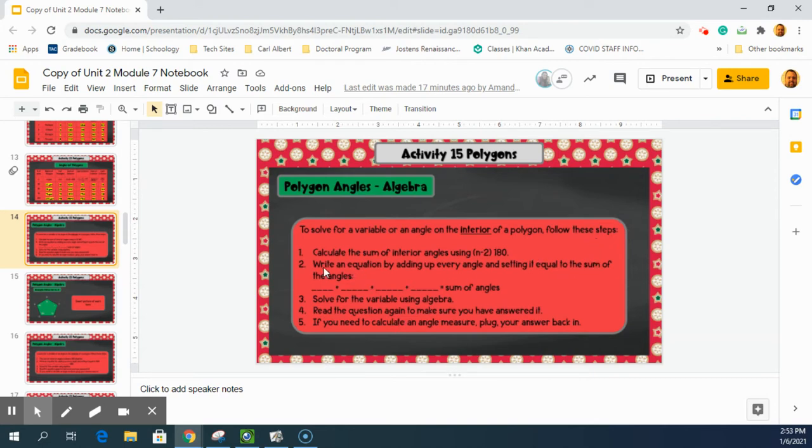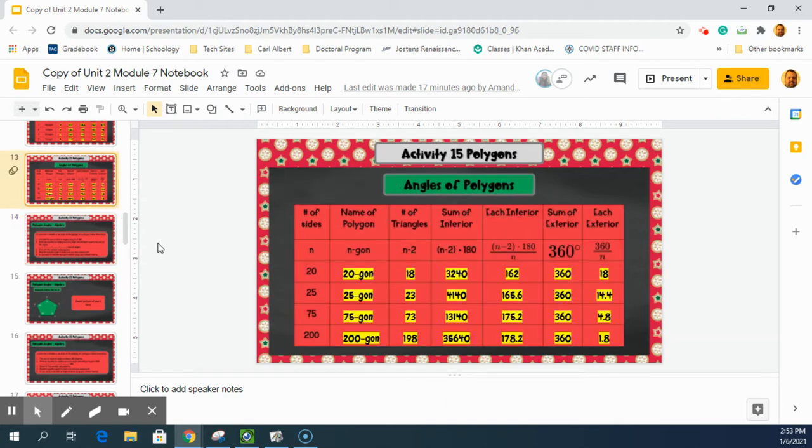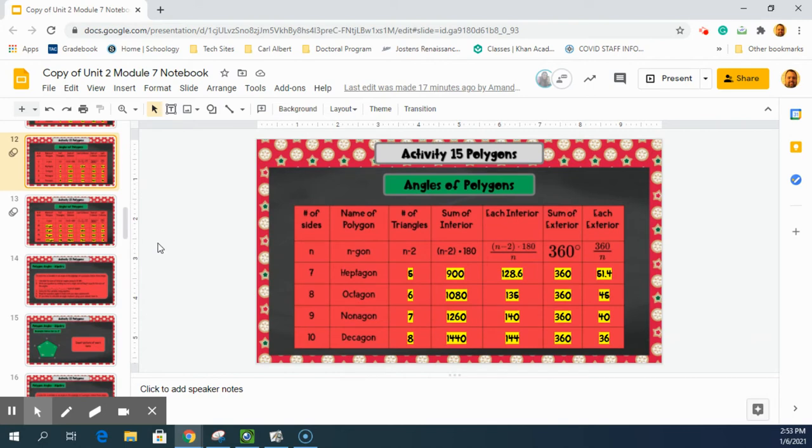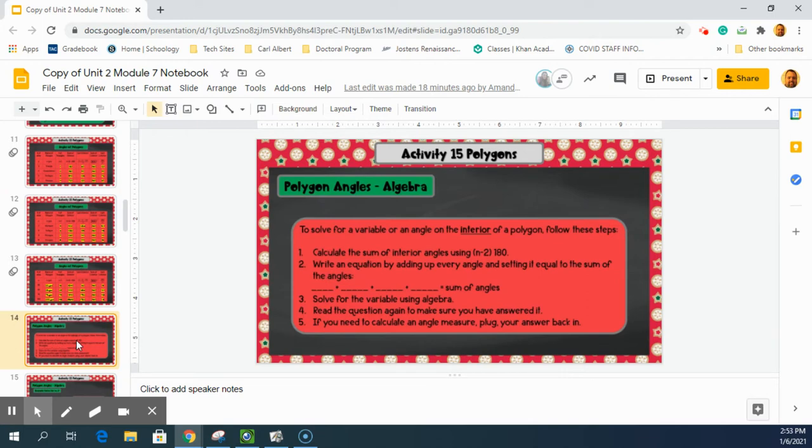So step 1, we calculate the sum of the interior angles using the formula n minus 2, which is the sides minus 2, times 180. Now, if it happens to be a polygon where we already have that information in this middle column, the sum of interior angles, then we'll go back to this. That's the reason that we did it.